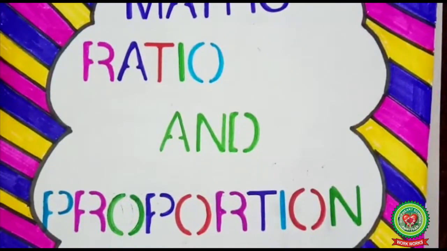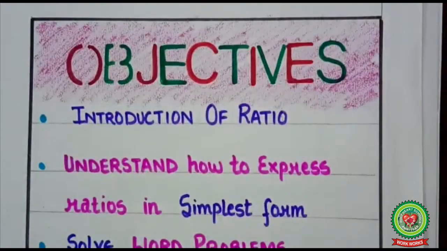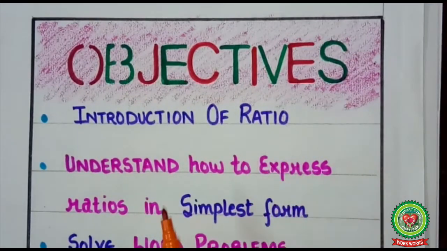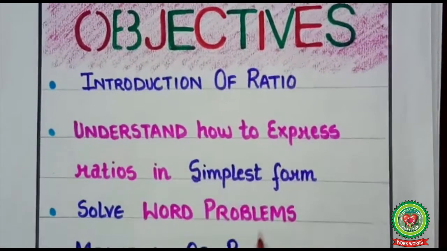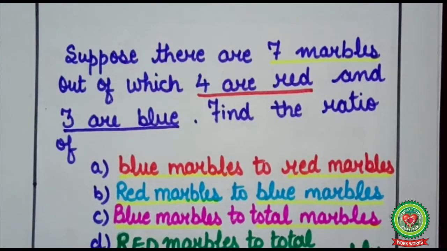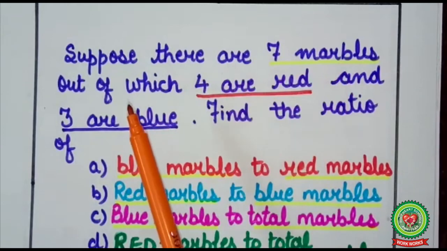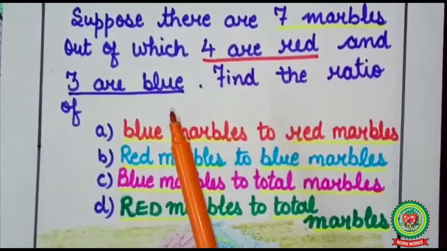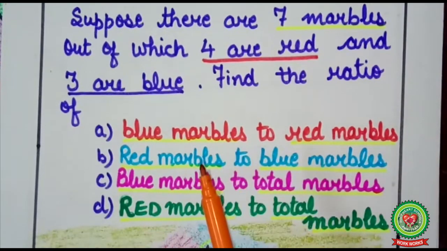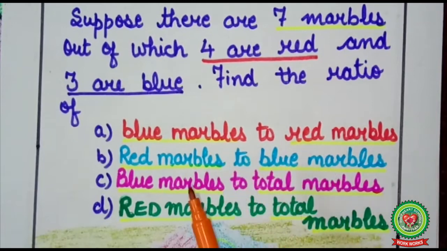In chapter Ratio and Proportion, we have already done the introduction of ratio and how to express ratios in simplest form. Today we will learn how to solve word problems. Let's understand with examples. Suppose there are 7 marbles, out of which 4 are red and 3 are blue. Find the ratio of blue marbles to red marbles, red marbles to blue marbles, blue marbles to total marbles, and red marbles to total marbles.